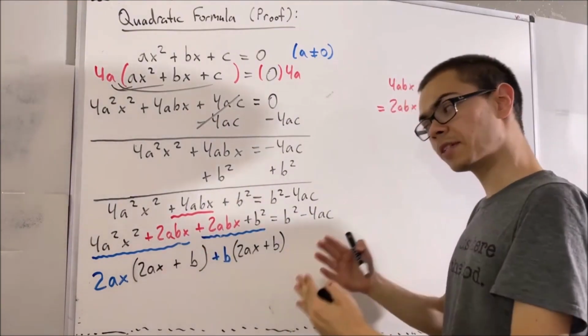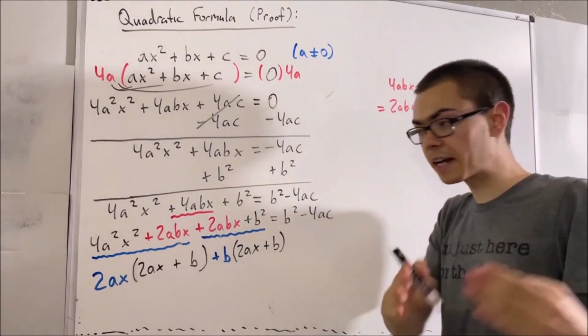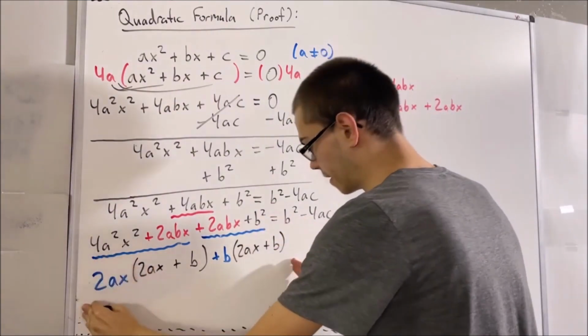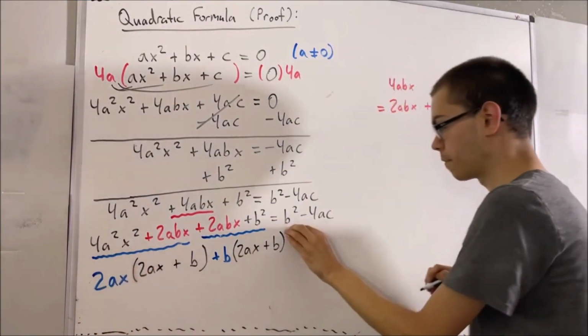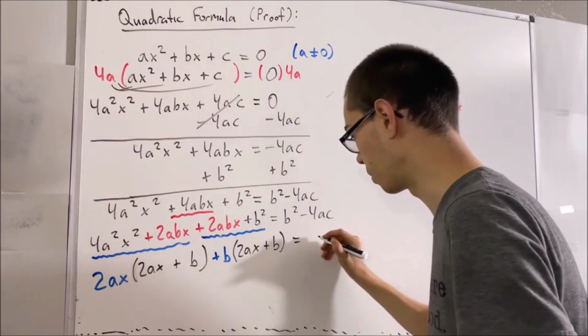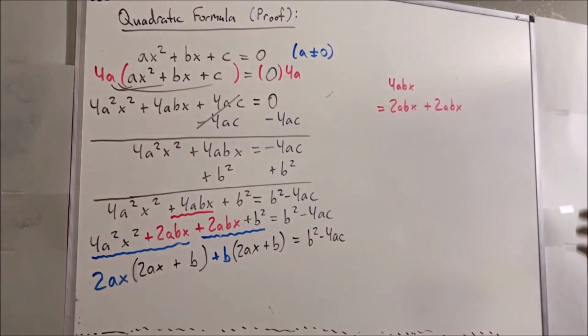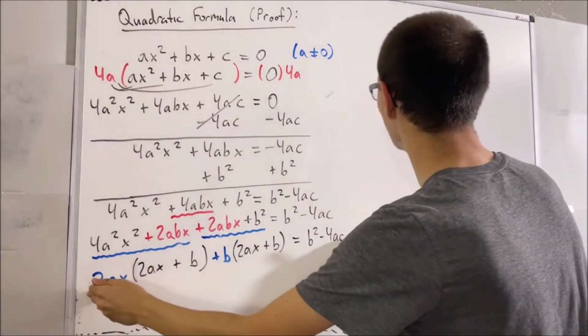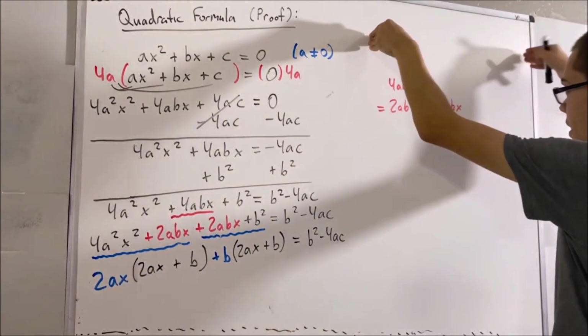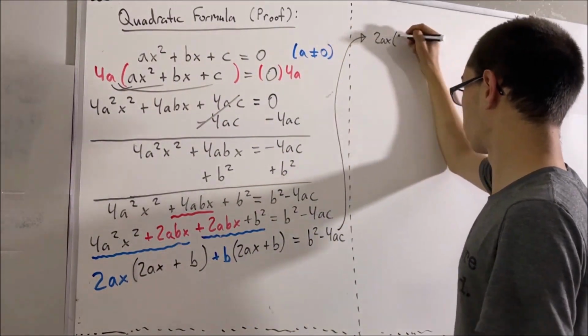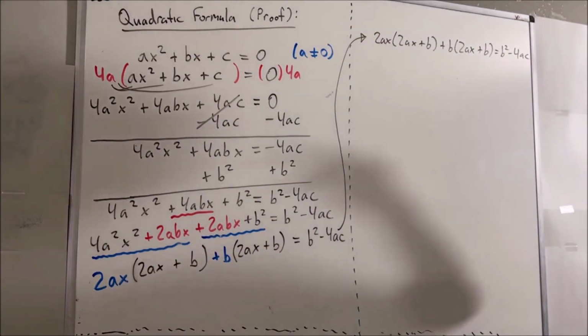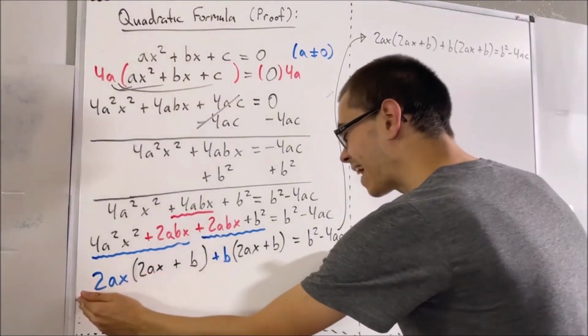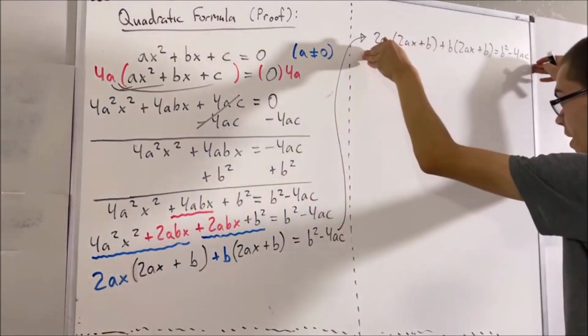And so at this point, we have re-expressed the left side of the equation as this. So this is all equal to what we have on the right side of the equation, b squared minus 4ac. So now that we're at this point, I'm going to take this and rewrite it up at the top right here. So I've rewritten exactly what I have here, right here.